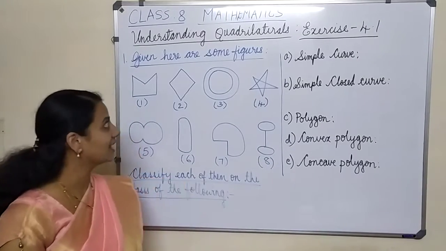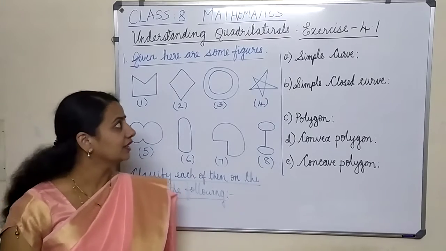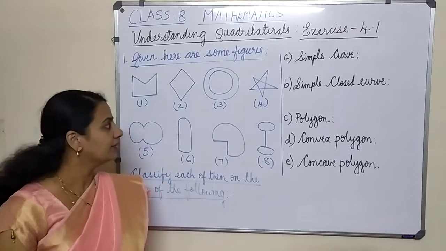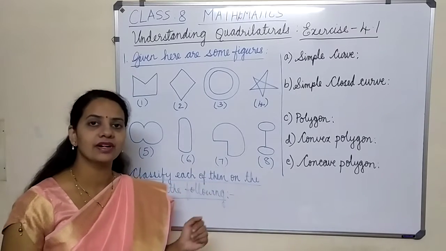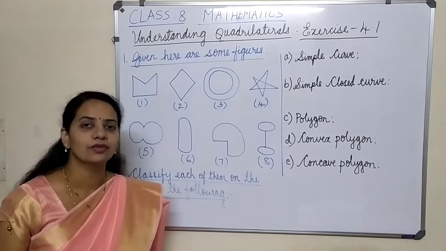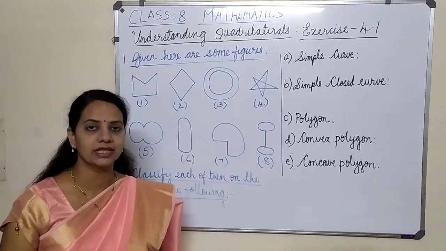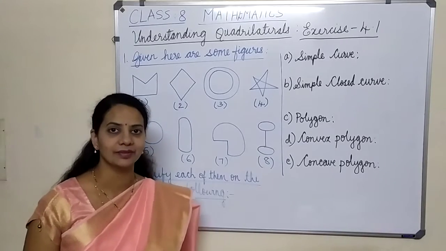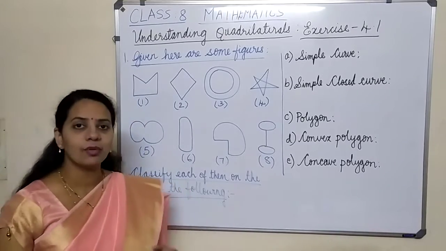We were doing understanding quadrilaterals. In that we will see the first exercise. Before we move on to this, we will recall whatever we have learnt in the previous session. So we have learnt about what a polygon is, and also we did some activity on quadrilateral. Do you remember, children? Now tell me, what is a polygon?